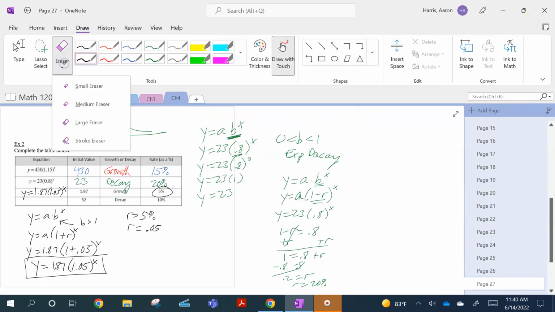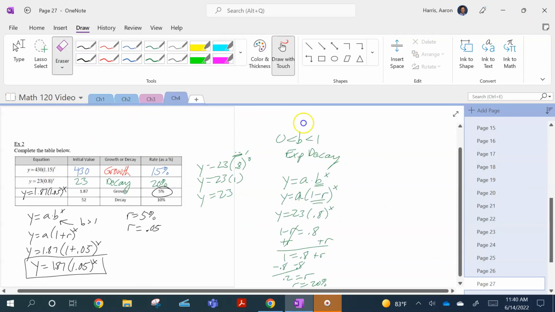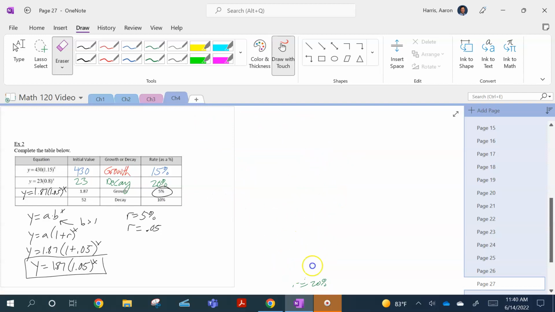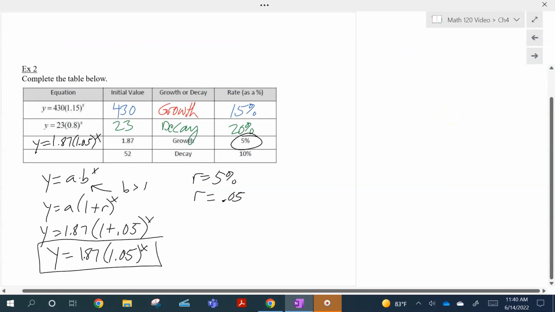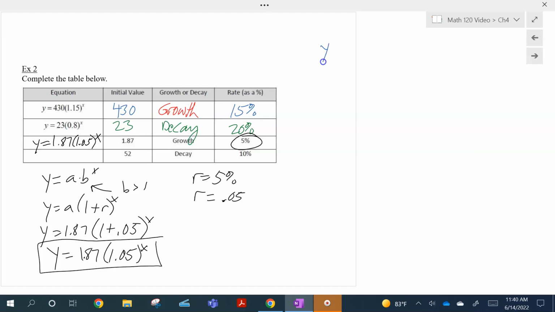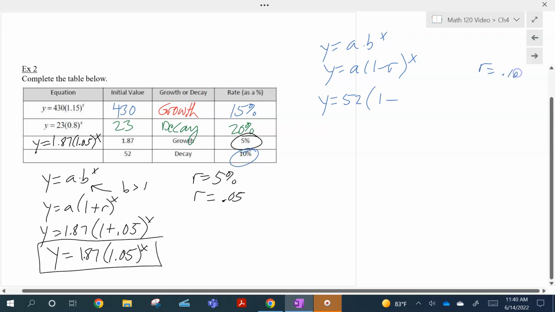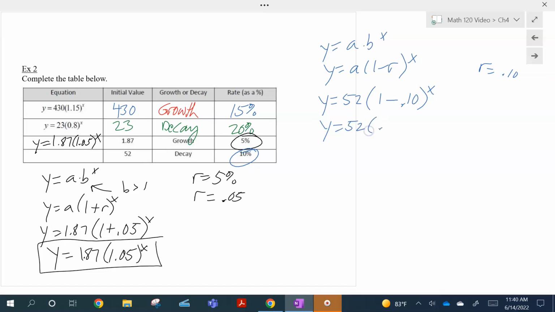Now this last one, let me make a little bit of room here. We've got an initial value in an exponential decay situation. So a times b to the x, but it's exponential decay. Okay, initial value of 52, 1 minus, well, it decays at 10%. r equals 0.10, 10%. So our equation would be 52 times 0.90 to the x.